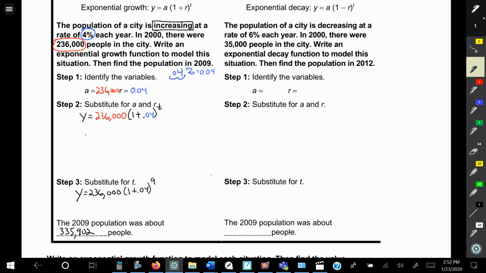So it says here, the population of the city is decreasing at a rate of 6% per year. In 2000, there were 35,000 people in the city. It says write an exponential decay function to model this situation, then find the population in 2012. All right. So you start off with 35,000. It's decreasing by 6% a year. So since it's decreasing, that means you want to use decay.